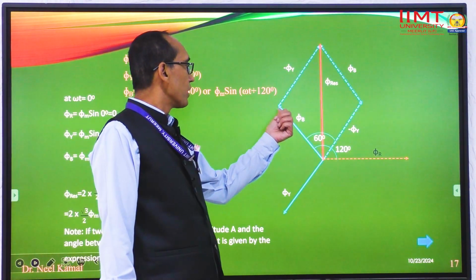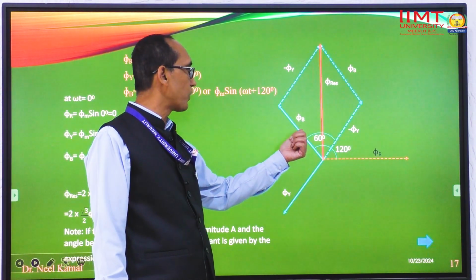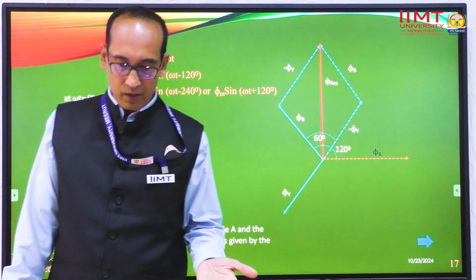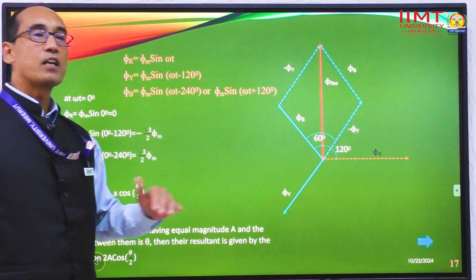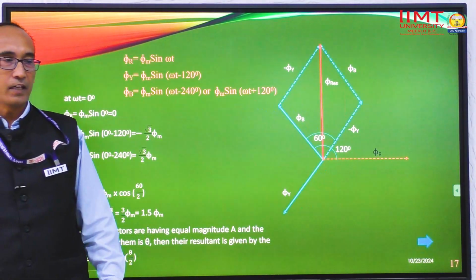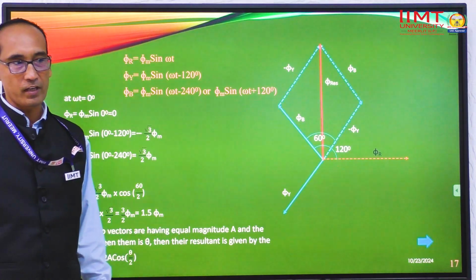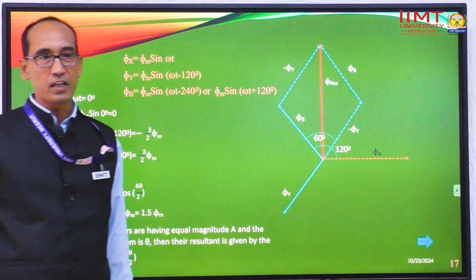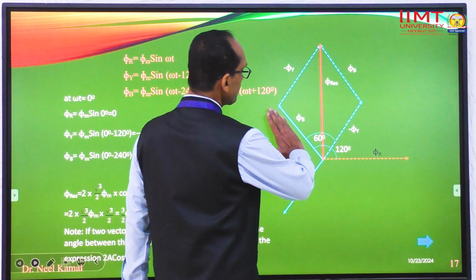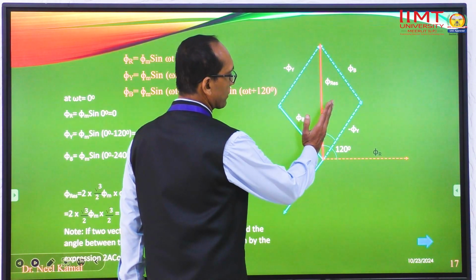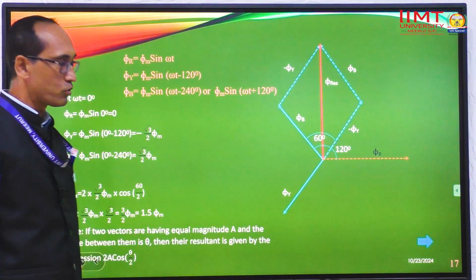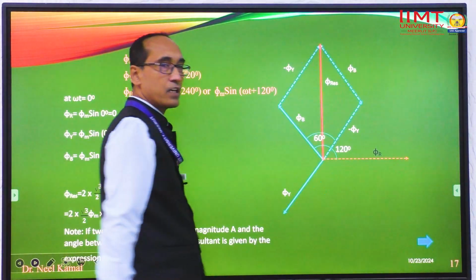If we take the projection of this phi b, we can say it is the cosine of phi b. If we have a vector at any angle, for example a vector a inclined at angle theta degrees, its horizontal component will be a cos theta and its vertical component will be a sin theta. So if I take the projection in this direction, because we have to find this resultant, this will be phi b cos theta, and this angle is 30 degrees.